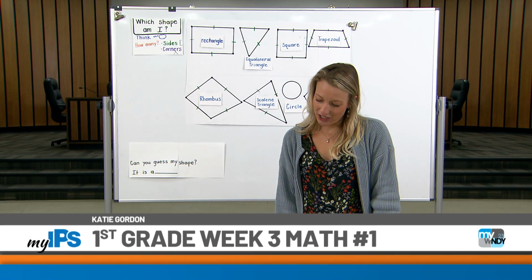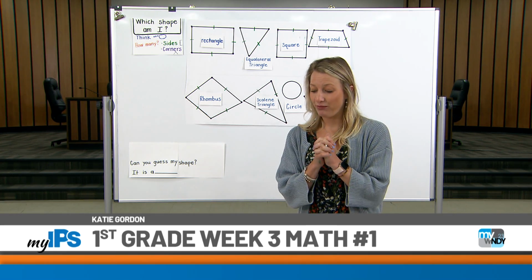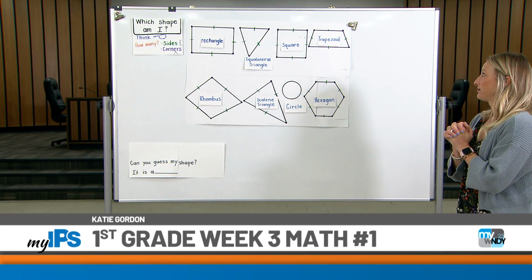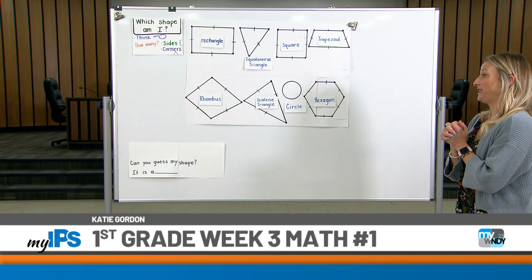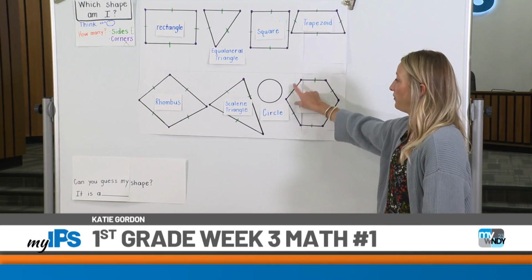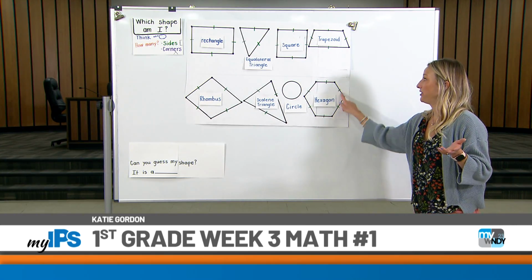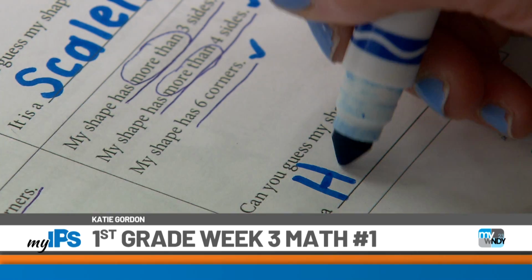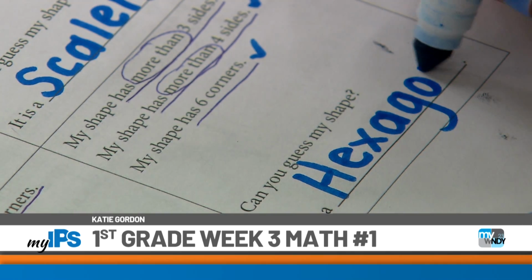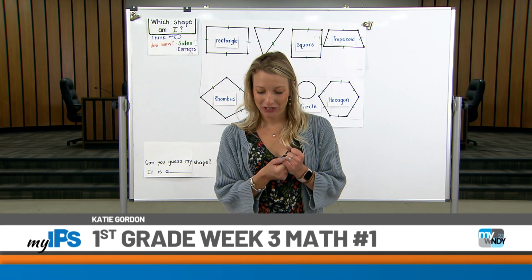The last riddle is: my shape has more than 3 sides. My shape has more than 4 sides. My shape has 6 corners. Which of these shapes has the most sides? You should have said a hexagon. And how many corners does a hexagon have? 1, 2, 3, 4, 5, 6. So if it has 6 corners, I wonder how many sides it has. 1, 2, 3, 4, 5, 6. So your last riddle is a hexagon. And remember, when we're identifying shapes, we just look for corners and sides of 2D shapes. And great job on your riddles today.